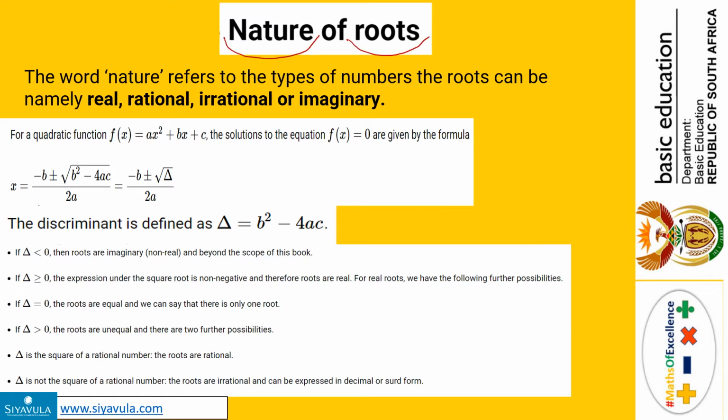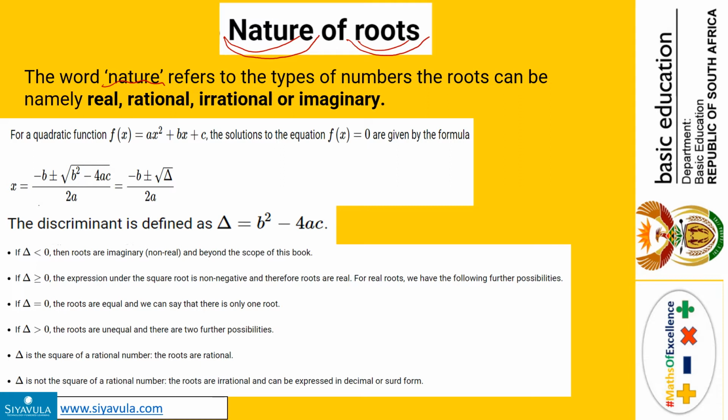The word nature here on the slide refers to the types of numbers the roots can be, right? So when we say nature of the roots, we mean the type of numbers that our roots can be. That is what we mean by nature of that root. How many types of numbers that root can be, right?